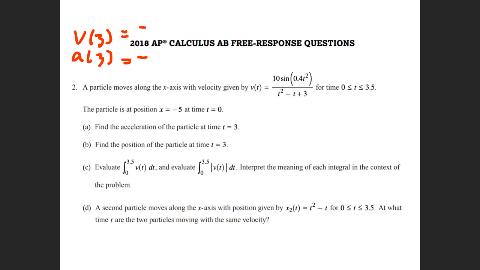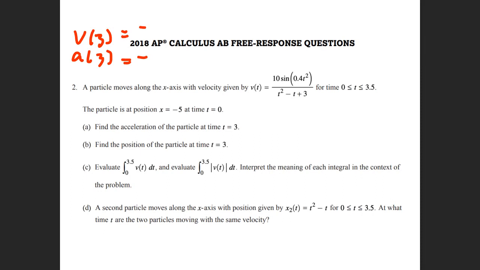Yes, that's exactly how I would have gotten it also. I would have just gone to my table, plugged in 3, found my value. Absolutely, that's exactly how I would have gotten it. Excellent. Okay, so part B says find the position of the particle at time t is equal to 3.